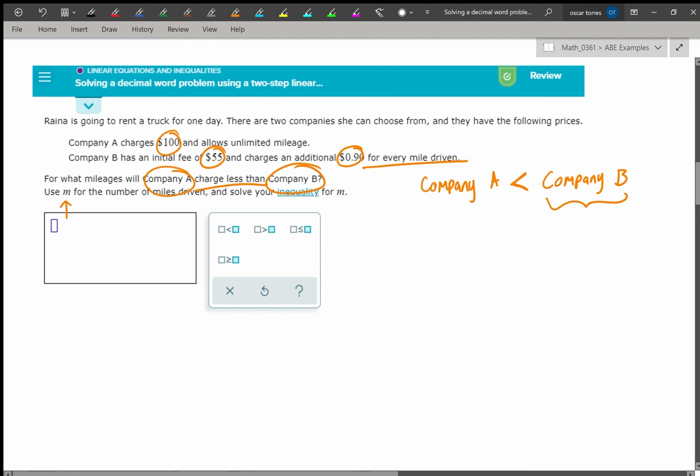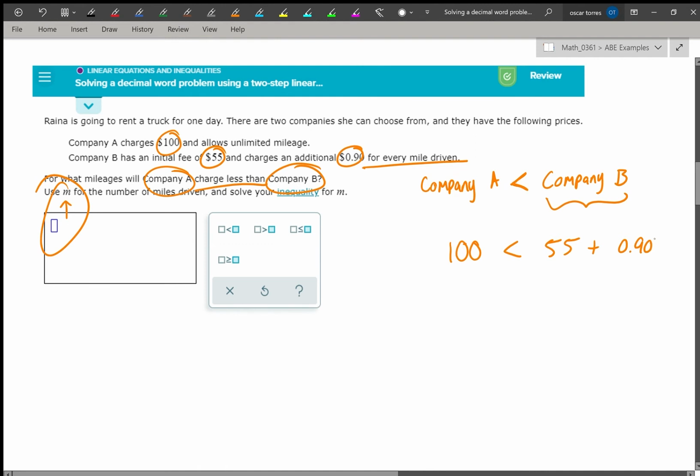So company A charges $100 and that's it. Company B charges $55 plus 90 cents. So we can write 0.90 for every mile driven. Anytime we have this "for every" in our word problems, we're going to multiply that by a variable. And in this case, we're going to use M for our variable.